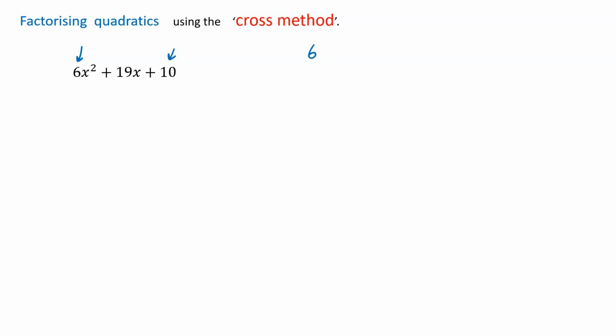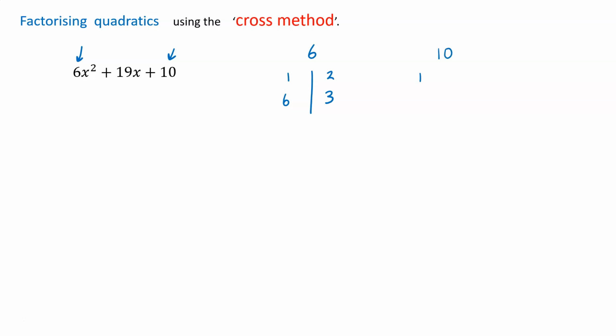So coefficient, we have 6. The factors of 6 are 1 and 6 and 2 and 3. Notice that I draw that line here to help me separate the factors. Now why is this useful? Well, basically if I use the 1 I must use the 6, or if I use the 2 I must use the 3.